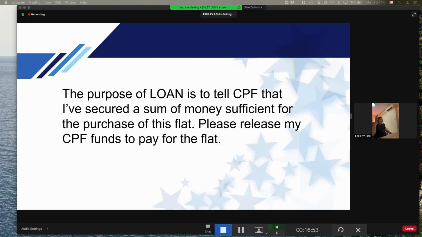So the entire purpose of the loan is to tell CPF that I've secured a sum of money sufficient for the purchase of this flat, then please release my CPF funds to pay for the flat. Because CPF doesn't want you touching the money in your CPF, which can actually generate income, and then after that you can't even afford the flat. You're overpaying for the flat. So your loan and everything have to be able to afford the flat. Then CPF will let you use the money. That is the general guideline.